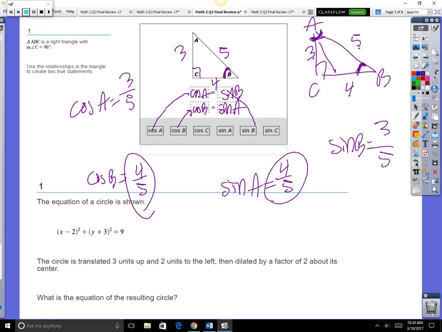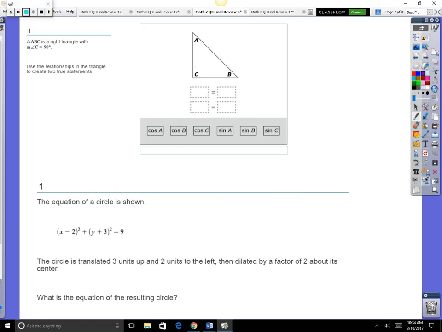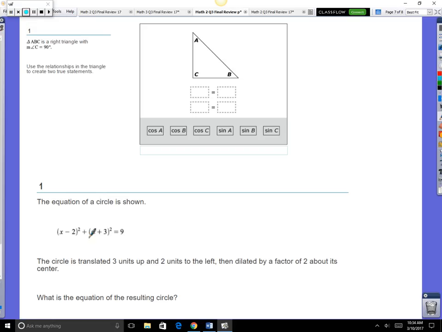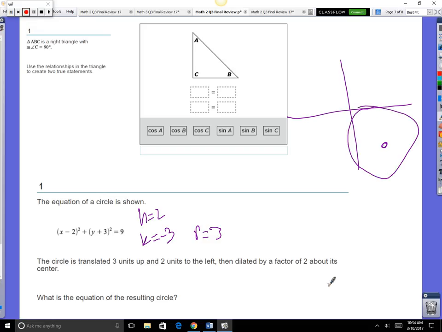Okay, the bottom one. The equation of a circle is shown. If we've got (x minus 2) squared plus (y plus 3) squared is 9, your circle is going to be like right here. Your h is 2, your k is negative 3, and your r is 3. So that means I'm going to go over 2, down 3, and your radius is 3. So something like that.